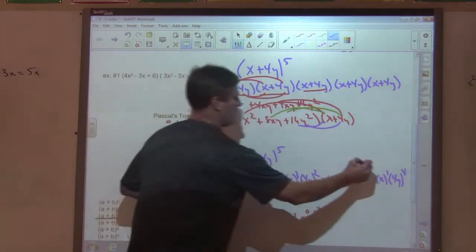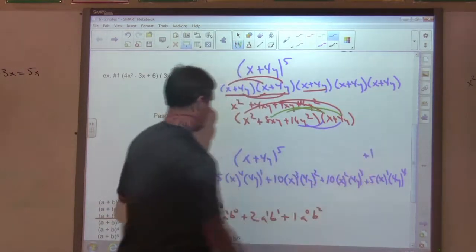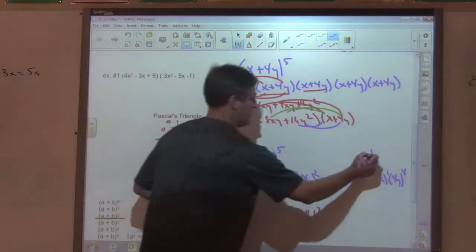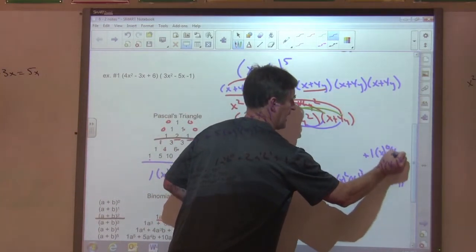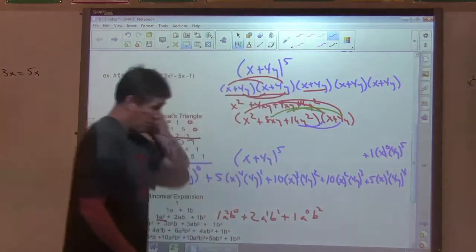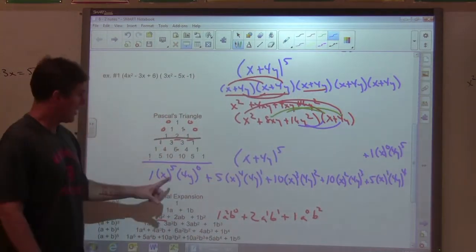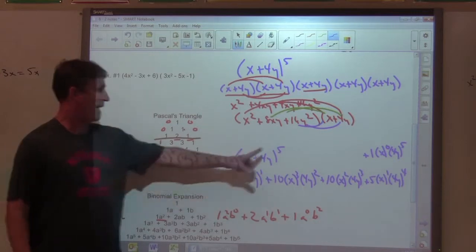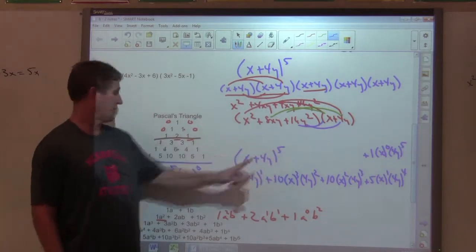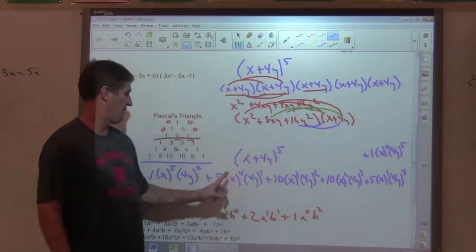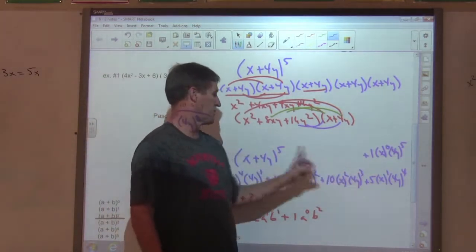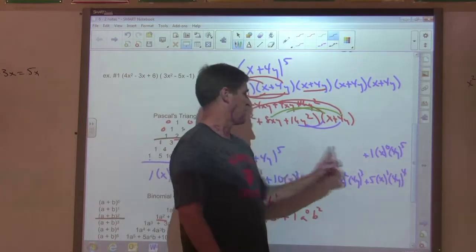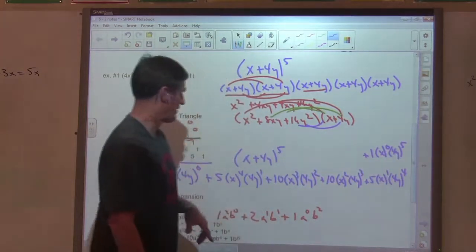And lastly, we'd have, I'm going to move it up here, plus 1. And then we have the first term to the 0 power, and the last term to the 5th power. So a couple things. You'll notice that always these exponents will add up to our exponent here. 5 plus 0 is 5. 4 plus 1 is 5. 3 plus 2 is 5. 2 plus 3 is 5. 1 plus 4 is 5. And 0 plus 5 is 5.